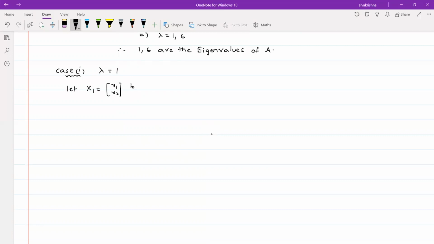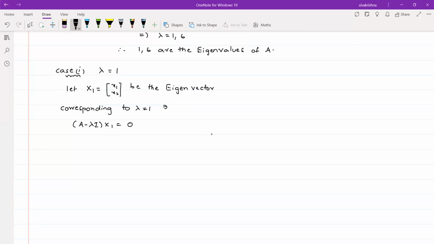So I am supposing this is the eigenvector corresponding to lambda is equal to 1. So I have considered an eigenvector corresponding to the eigenvalue 1, and we have an equation to find the eigenvector, that is A minus lambda I into X1, because I have supposed here X1, so we have to write X1 is equal to 0.